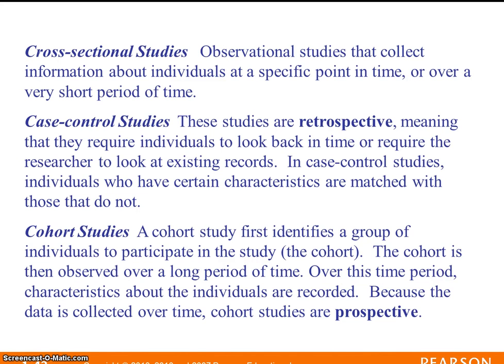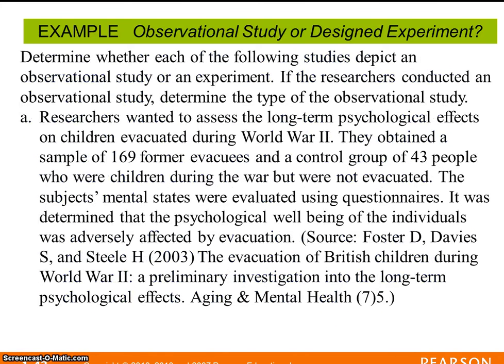So let's look at some examples here and see if we can identify what's being done. Let's say you want to determine whether the following studies depict an observational study or an experiment. If the researchers conduct an observational study, determine the type of observational study. In this case, researchers wanted to determine the long-term psychological effects of children evacuated during World War II. They obtained a sample of 169 former evacuees and a control group of 43 people who were children during the war but were not evacuated.